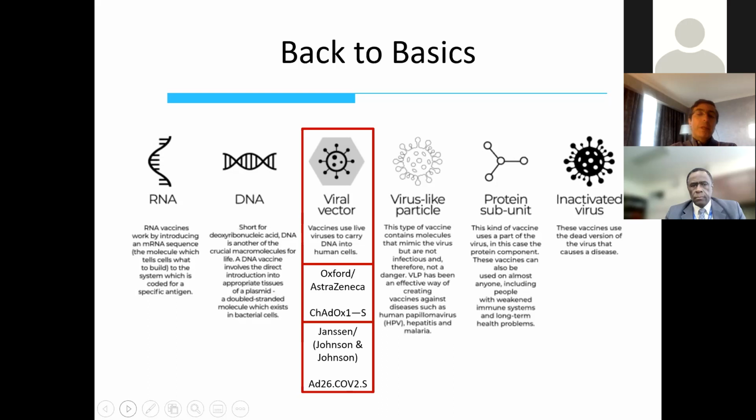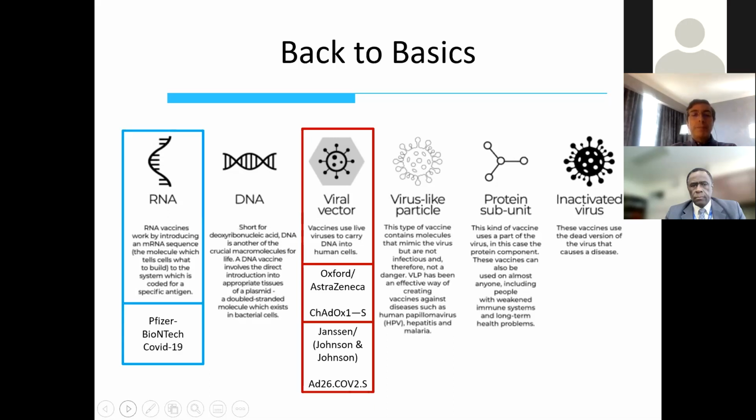are named the AstraZeneca developed by Oxford, or perhaps a more appropriate term, the ChAdOx1S, S for spike protein. And number two, the second vaccine, the Janssen/Johnson & Johnson, or to use a more technical term, the adenovirus 26 COVID-2 spike.